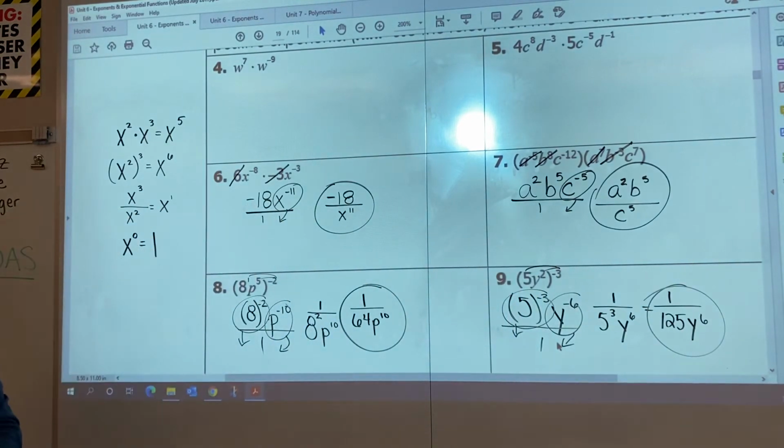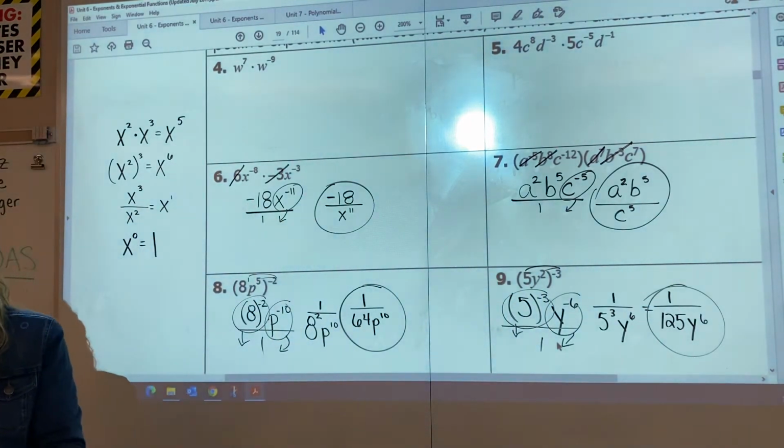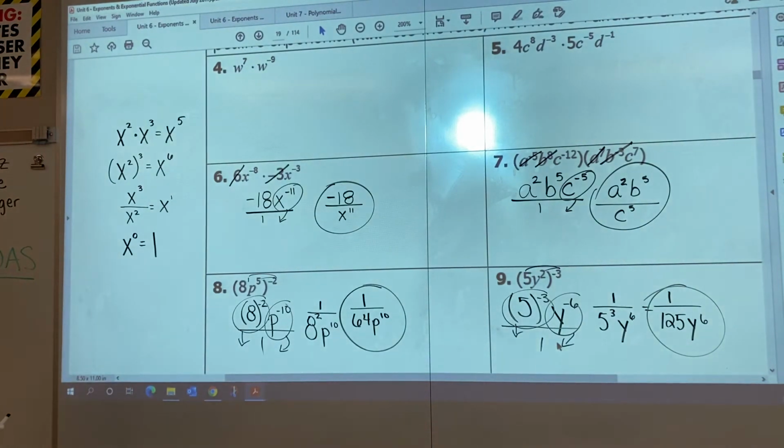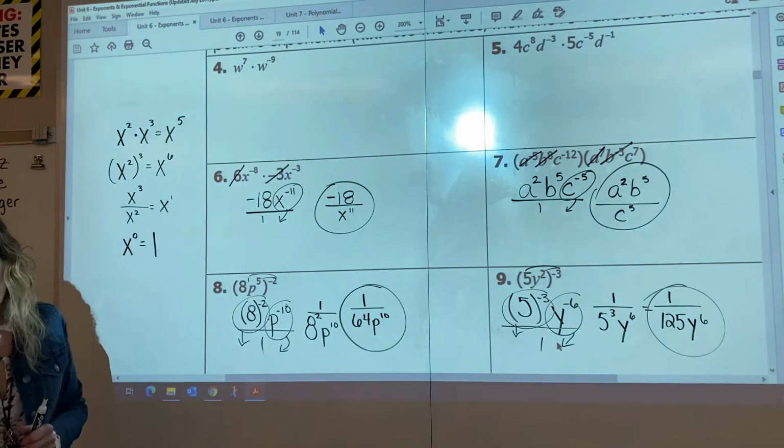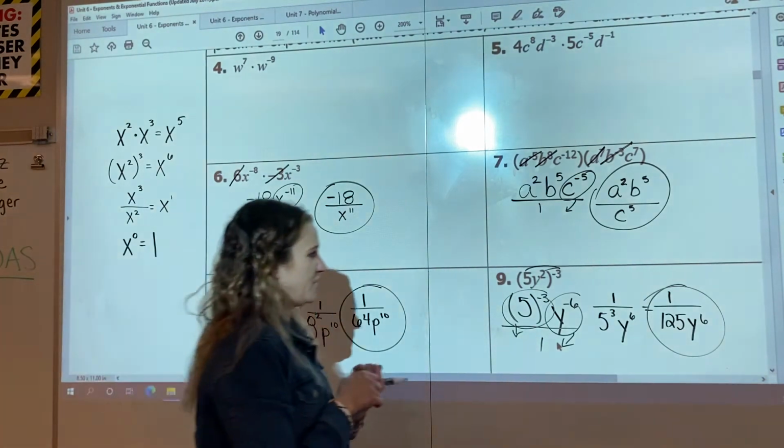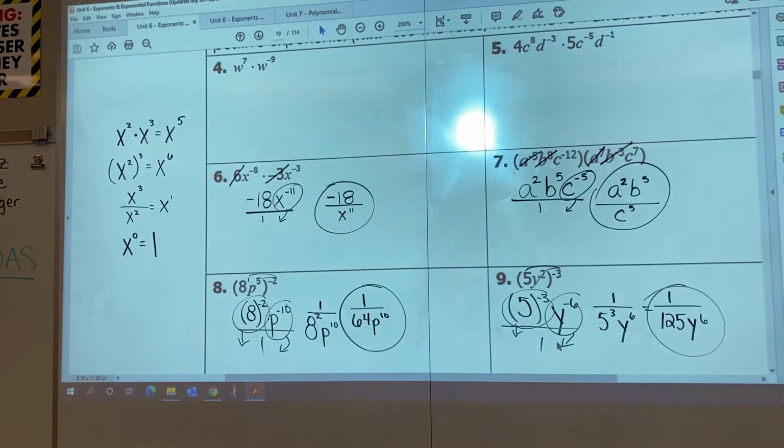Take a second and look at that, and we'll go through a couple more together. We have 10 through 15, and then 16 through 19 on the rest of the page, on the back. So let me scroll down.